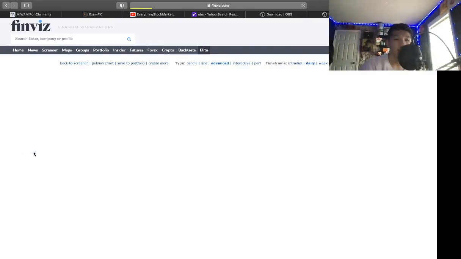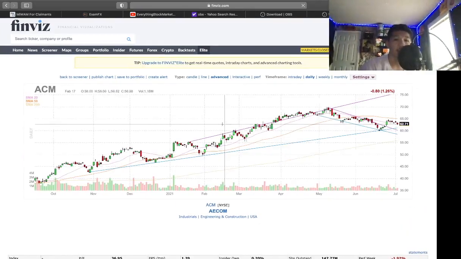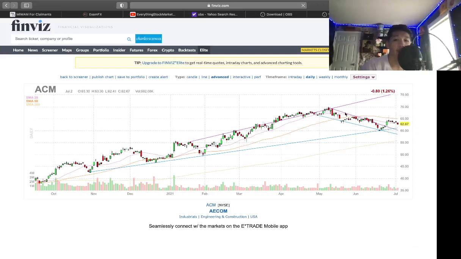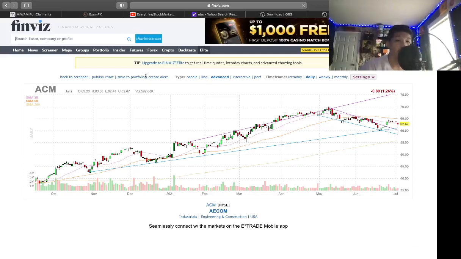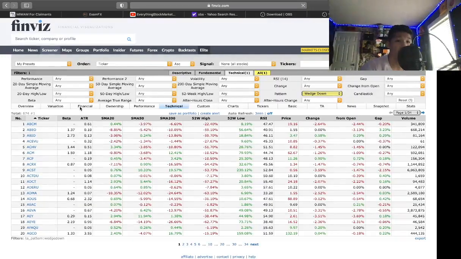So let's go ahead and click a random one. Go ahead, click, and you can take a look. See, this is in a wedge. So this might be something to look forward to, as it might bounce off support here and go up. Basically, you want to use your own technical analysis and stuff like that, but this is just screening for stocks, looking for the proper stock to find.